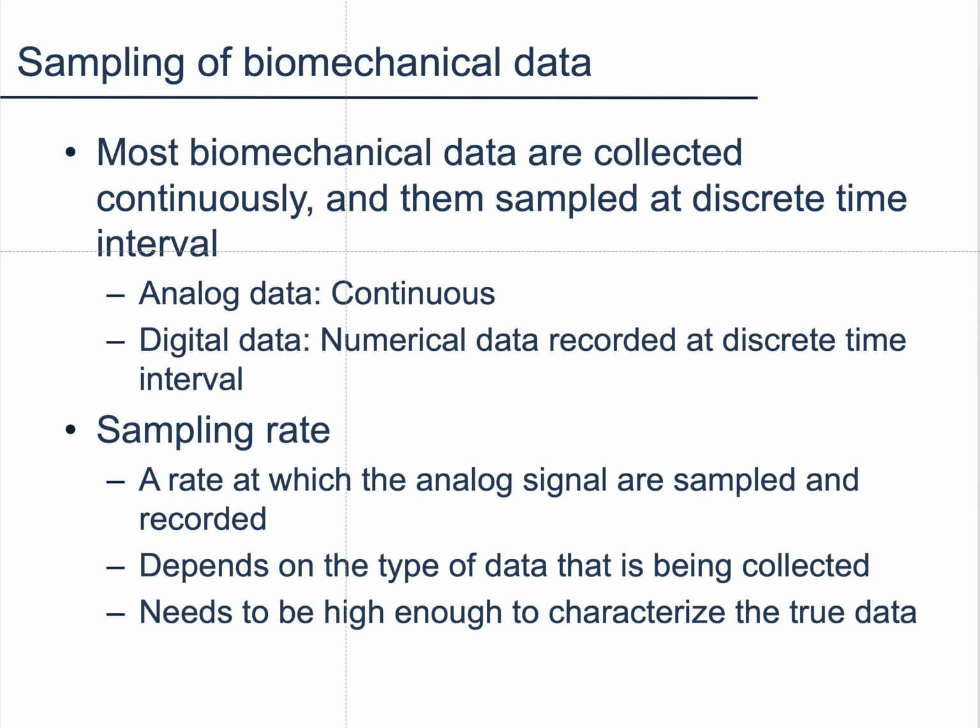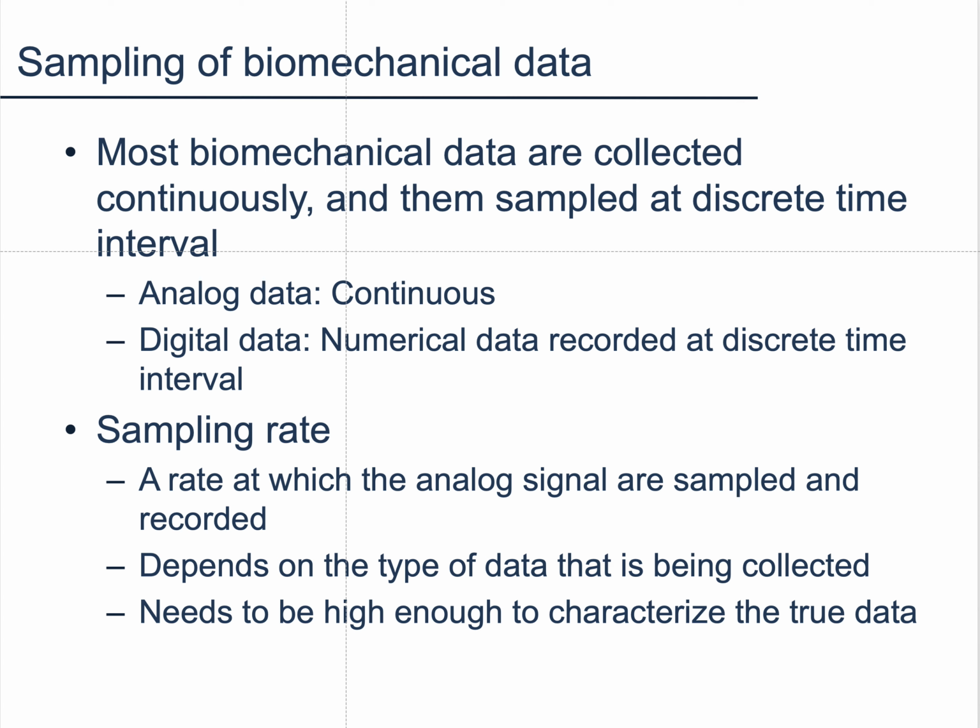Most data in biomechanics are continuously changing. The continuous data are sampled at certain frequency at discrete time interval before being recorded on the computer. The data that is continuously changing is called the analog data, and the numerical data that are recorded at discrete time interval is called the digital data.